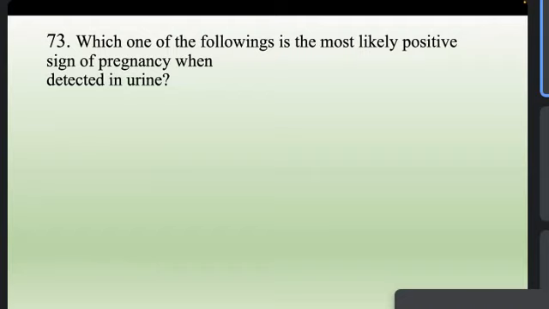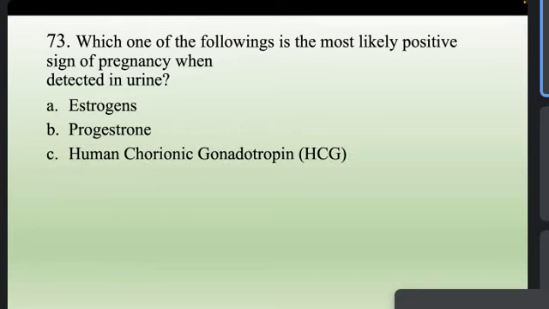Okay, we'll move on to the next one. Which one of the following is the most likely positive sign of pregnancy when detected in urine? Estrogens, progesterone, HCG, human chorionic gonadotropin, and corticotropic hormone. HCG. It's HCG, ma'am. Okay, so the answer is human chorionic gonadotropin hormone.